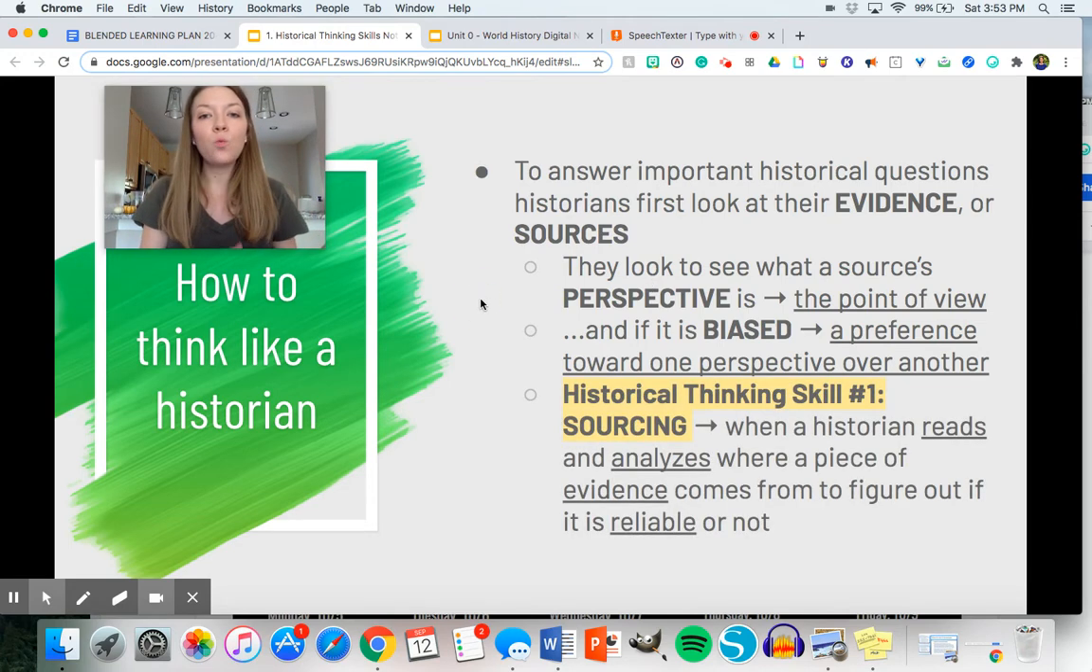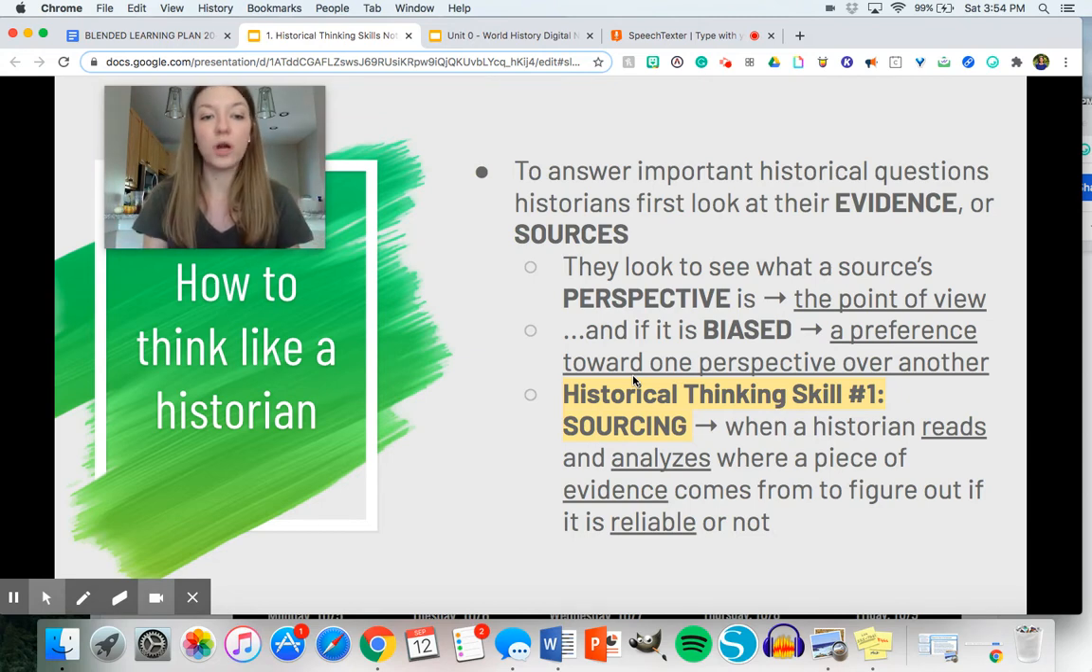When historians take into account perspective and bias, they are using our first historical thinking skill, and that is sourcing. You need to know this term. Sourcing is when a historian reads and analyzes where a piece of evidence comes from, the author, for example, to figure out if it is reliable or not.